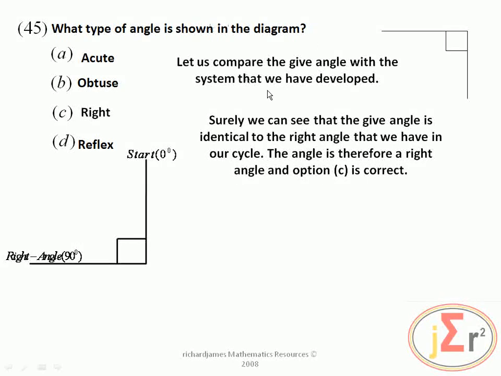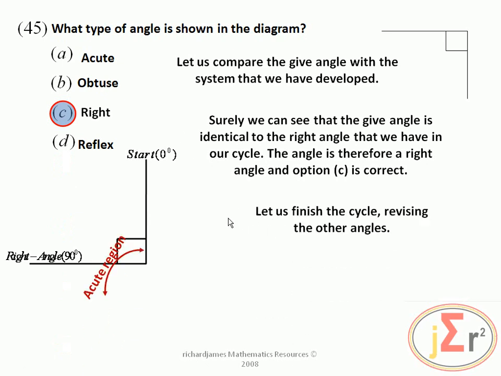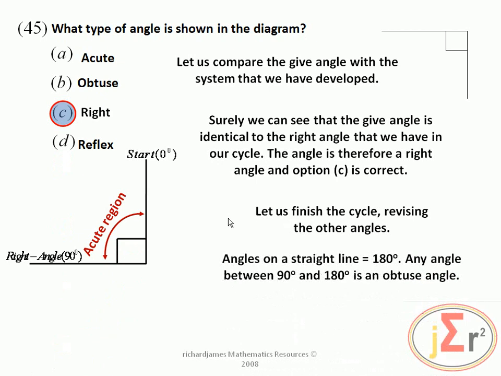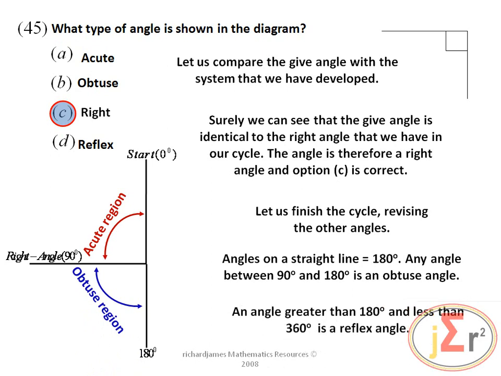So that angle is what? A right angle, and that is represented by option C. So let us finish the cycle revising the other angles. So we have our angle on a straight line, and of course between 90 and 180 we have our obtuse region. An angle greater than 180 degrees and less than 360 is a reflex angle.